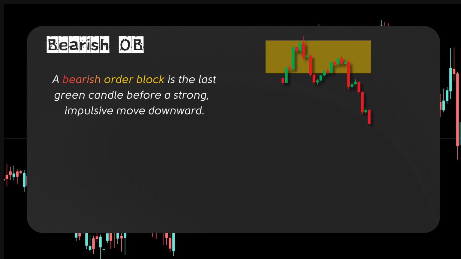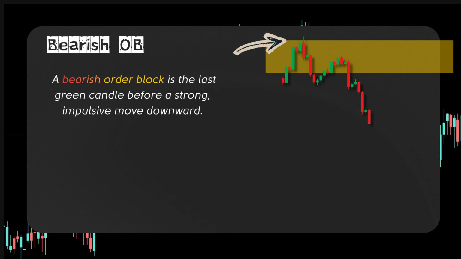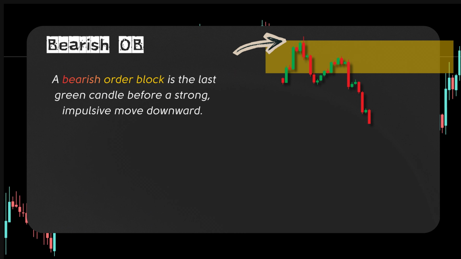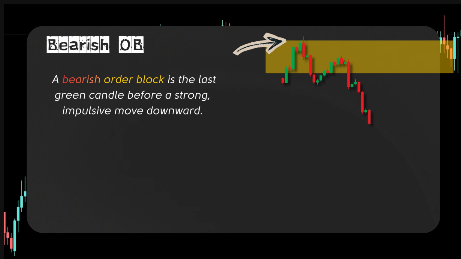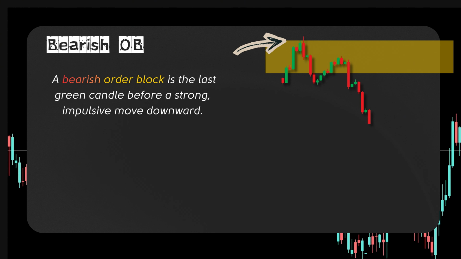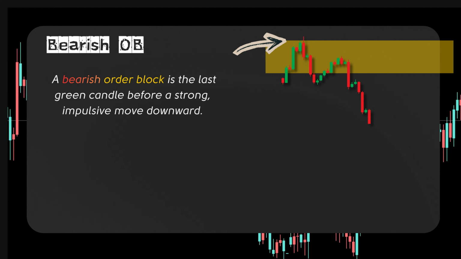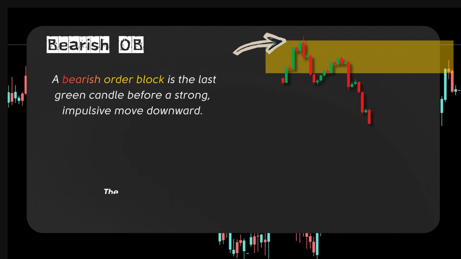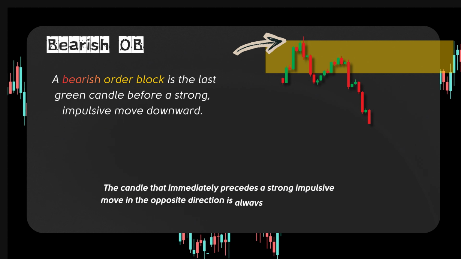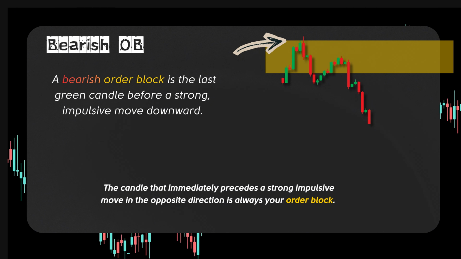On the flip side, a bearish order block is the last green candle before a strong, impulsive move downward. Same concept. Institutions were selling into that last green candle while retail traders were looking at bullish momentum and buying straight into institutional sell orders. The candle that immediately precedes a strong, impulsive move in the opposite direction is always your order block.